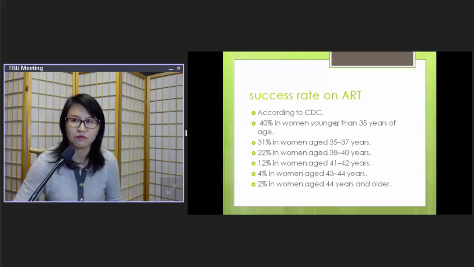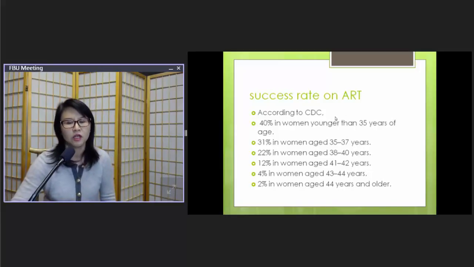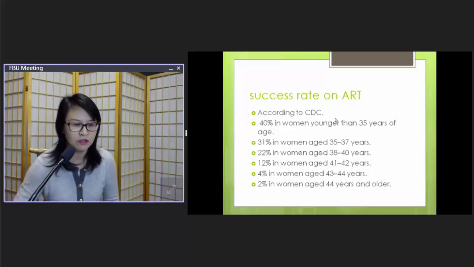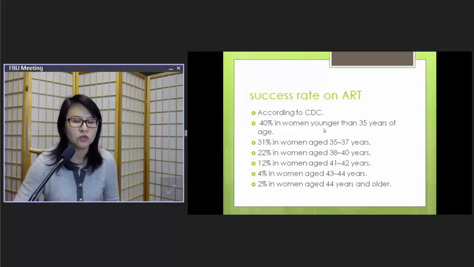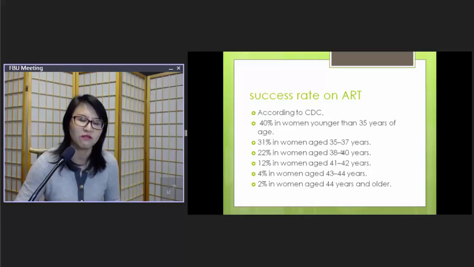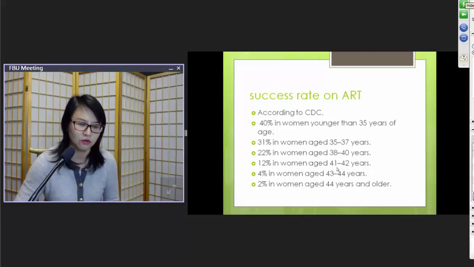This is the last step to conceive. IVF, according to the CDC. CDC is the Centers for Disease Control. So according to the CDC, this is the IVF rate. If you go with acupuncture, then this rate can be increased. Also, through this you can see age is an important factor for success.